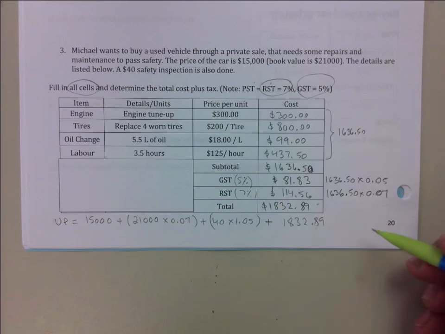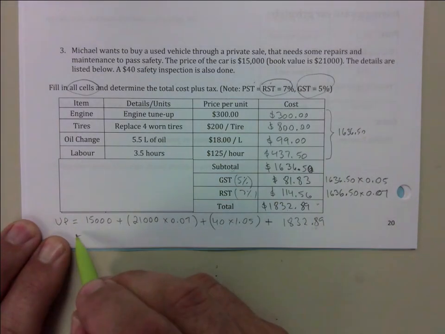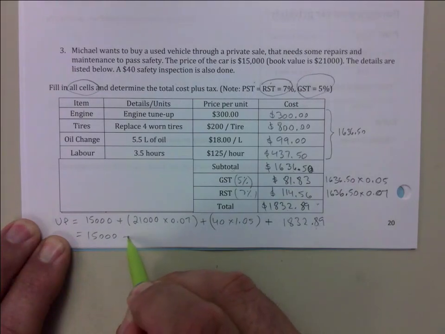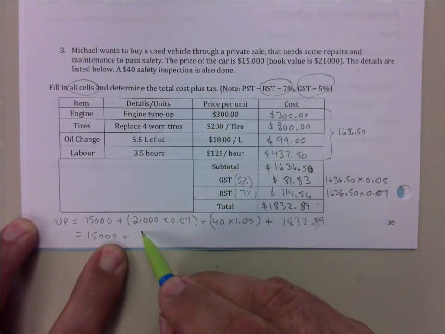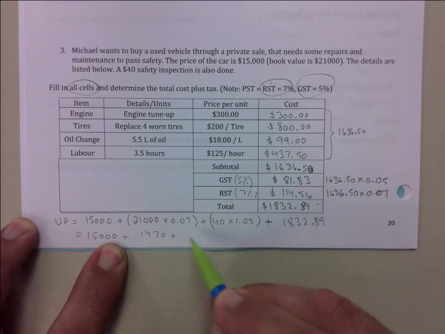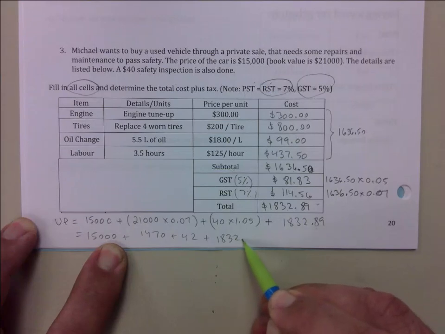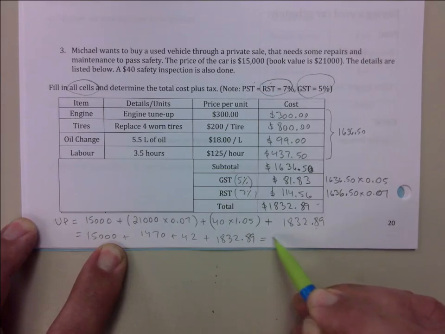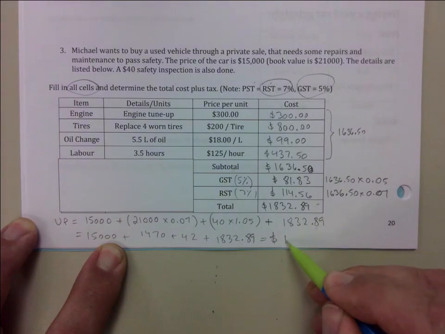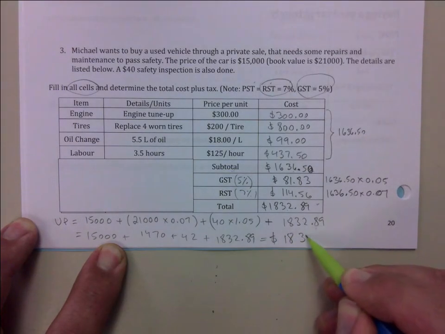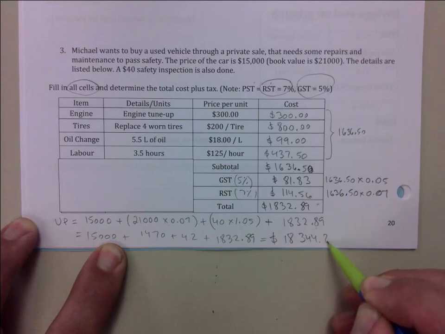Do I have a lien search? It doesn't mention it, so it's just 15,000 plus 1470 plus 42 plus 1832.89. All of that adds up to $18,344.88.